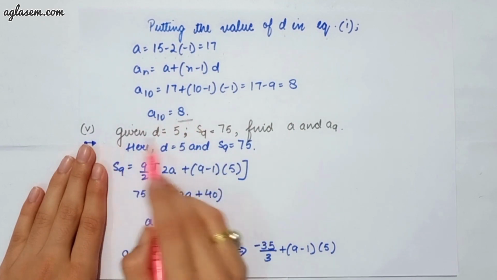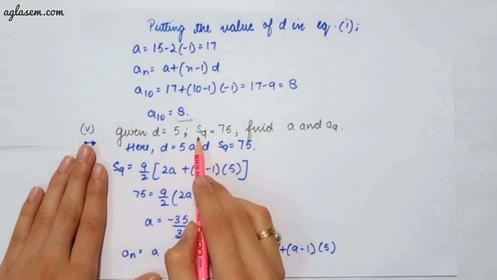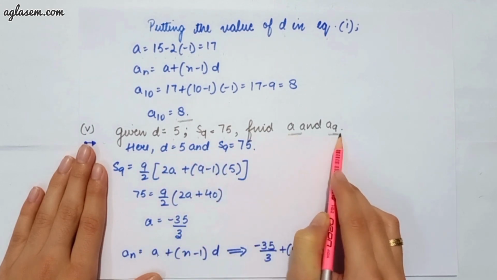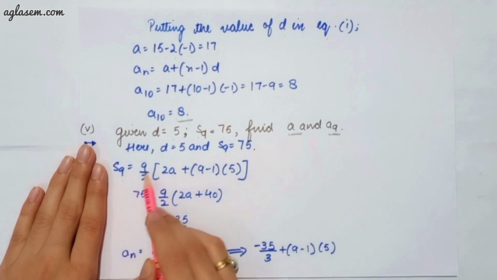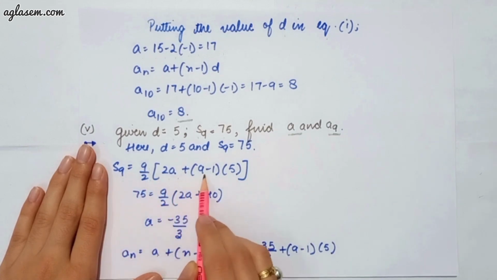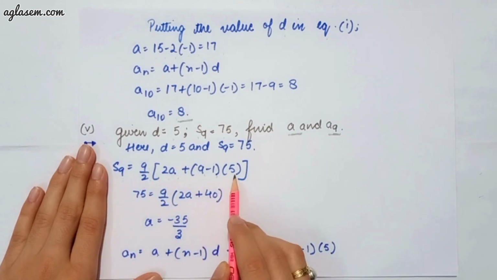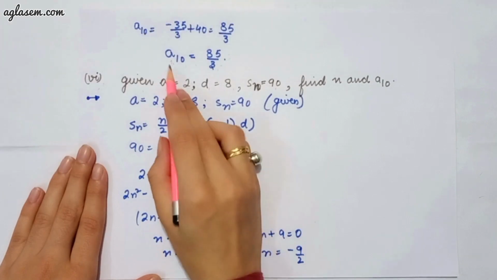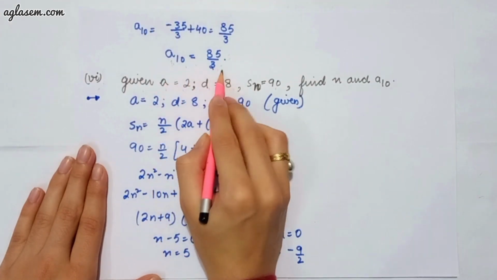Fifth part says D is given, that is 5, S9 is given, that is 75, and we have to find A and A9. Again with the same formula, S9 is equal to 9 upon 2 into (2A plus (9 minus 1) into 5). It will give you A as minus 35 upon 3. So An is equal to A plus (n minus 1) into D, which will give you minus 35 upon 3 plus (9 minus 1) into 5. Solving further, we will get A10 is equal to 85 upon 3.